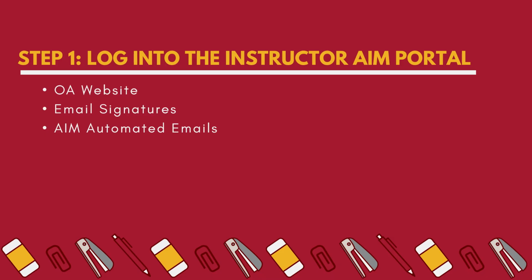Your login credentials are the same as you would use to access your Winthrop email and Wingspan accounts. You can find a direct link to the Instructor AIM portal either on the Office of Accessibility's website, in the email signatures of test center staff, or in the automated emails that you receive from the AIM.